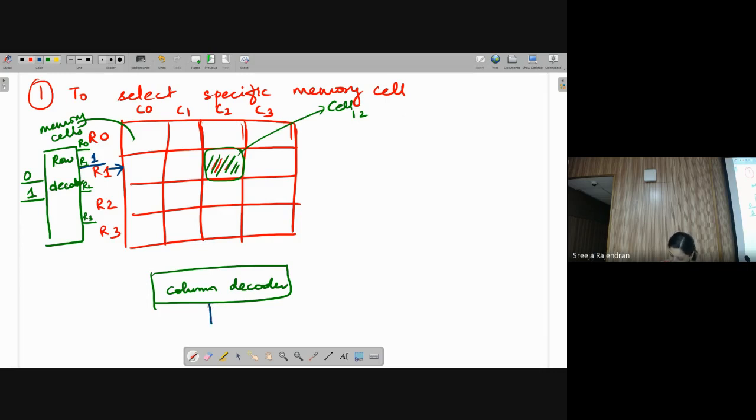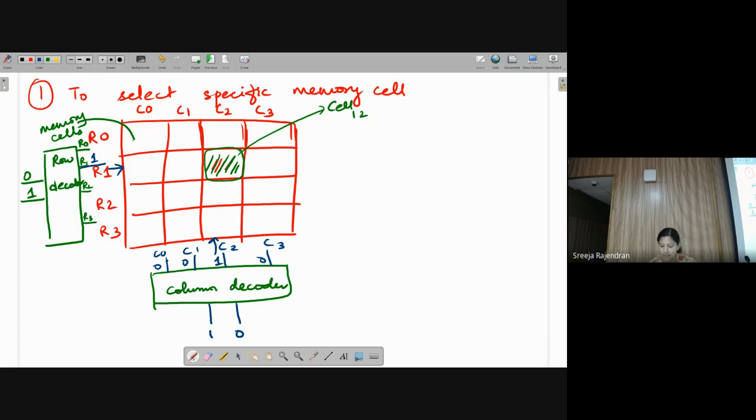So here the input lines I will have 1 0, no? 1 0. Okay, 1 0. And then my outputs I have C0, C1, C2, and C3. 1 0 means this line will be 1, the rest are all 0. So this column will be chosen. So corresponding to that particular row and column, that particular cell can be accessed. So I can write data into that cell. I can even read the content of the cell. Okay, that is how it works bit by bit.